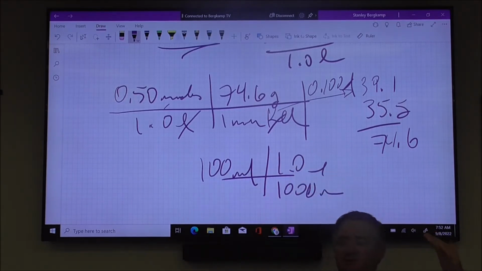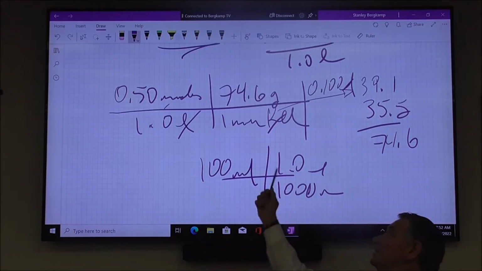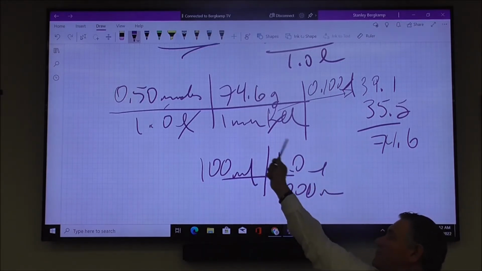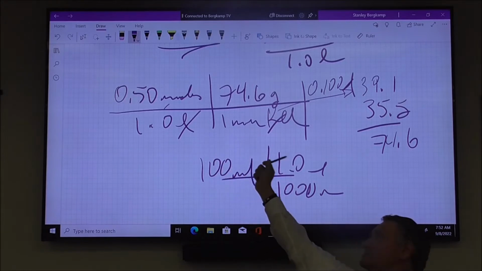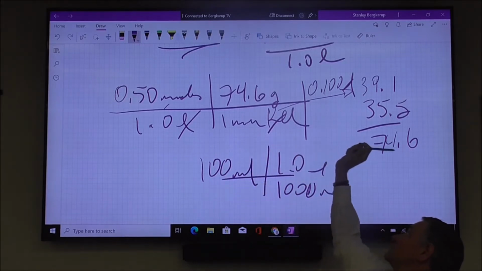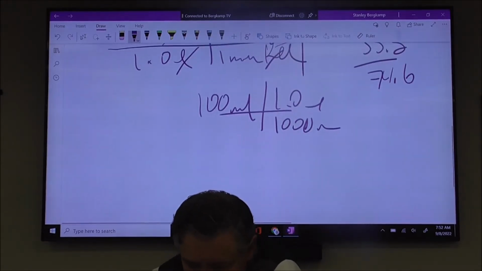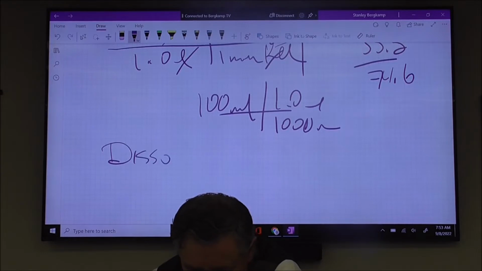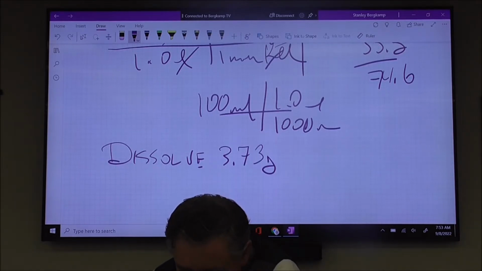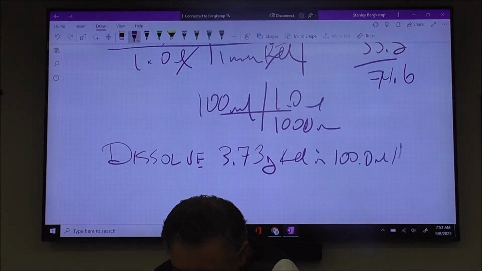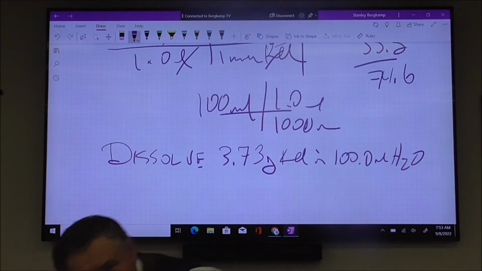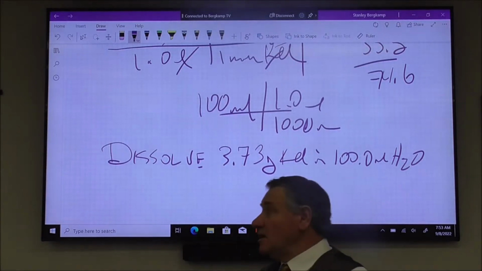So when you answer this question on the test tomorrow, you're going to say, I'm going to dissolve, by the way, somebody take a calculator and do this math. Let's get an answer. Take 0.5 times 74.6 times 0.1. 3 point what? 3.73 grams of potassium chloride and 100 milliliters of water. There you go. So that's just how you're going to answer this.